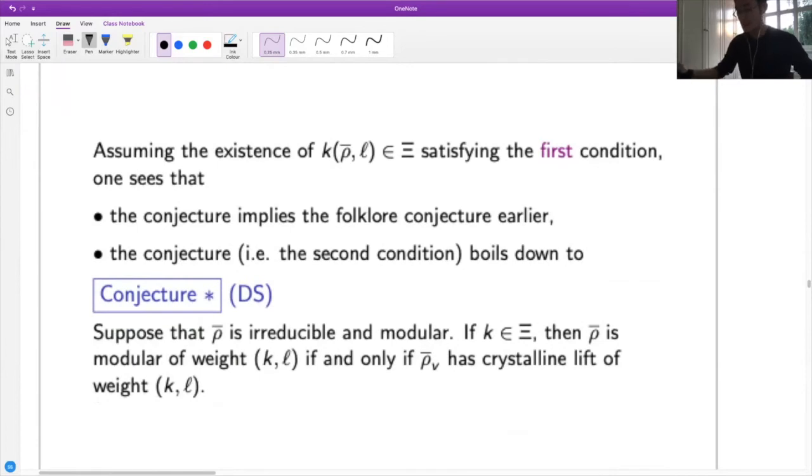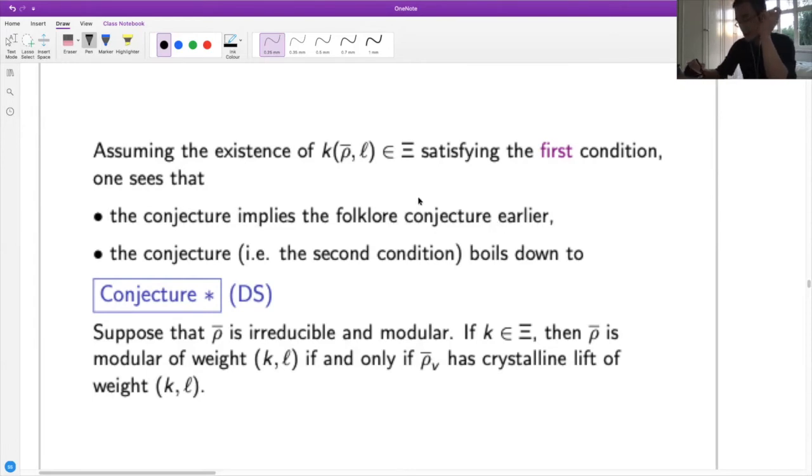Another remark I want to make is the following. Assuming the existence of K_ρ̄,L which satisfies the first condition, to recall, the first condition is about minimality, that there exists a minimal possible modular weight given the ρ̄. If I can assume that first condition, then because K_ρ̄,L itself is clearly greater than or equal to K_ρ̄,L, it means that it is modular. And so it implies in particular the folklore conjecture.